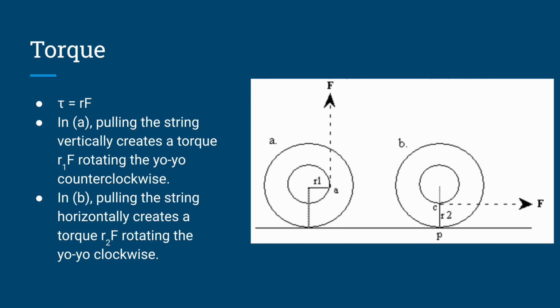So you can see how rotating a yo-yo differently can change the direction of the torque. In A, pulling the string vertically creates a torque R1F rotating the yo-yo counterclockwise, while in B, pulling the string horizontally creates a torque R2F rotating the yo-yo clockwise.